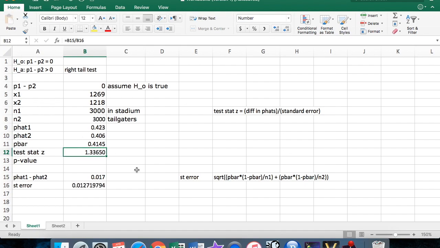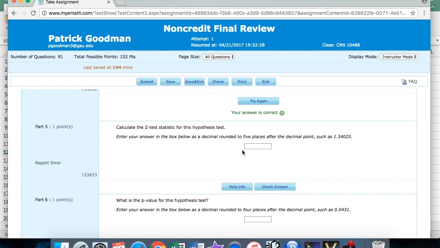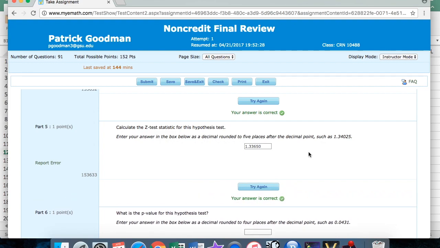Oh, oops, I didn't change the 4, so it should be this 4. It says 5 places, so it should be this. And that's what I did. I forgot to change the 4, so sorry about that. So there we go. That is my test statistic.